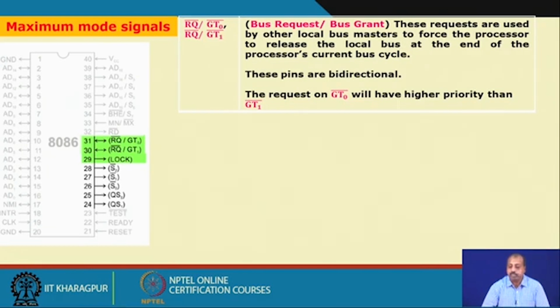These pins are bidirectional, so this processor can also send a request to another processor. That's why it has to be bidirectional. Also there is a priority: GT0 will have higher priority than GT1. So if there are requests from two different masters for the release of the bus, whichever is requesting on line 0 will be taken and will get the bus.